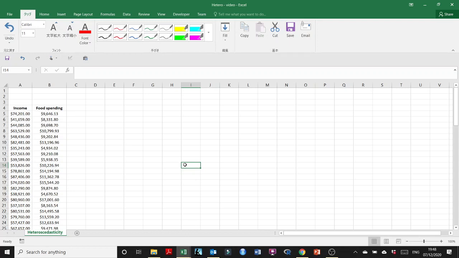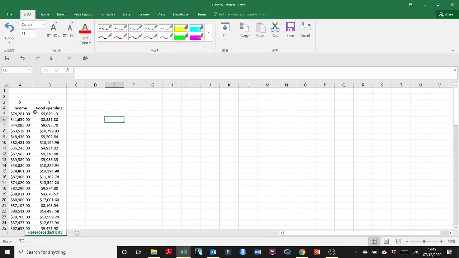So the very classic example from macroeconomics and marketing modeling is the food spending relationship versus the income. So there is a relationship between how much income you're making. The more income you're making maybe affects how much money you're spending on food.